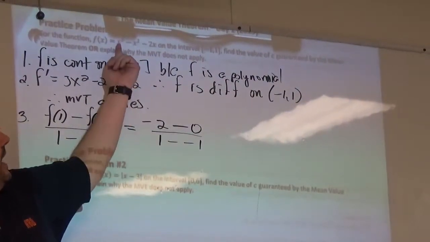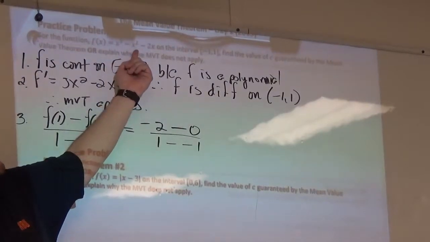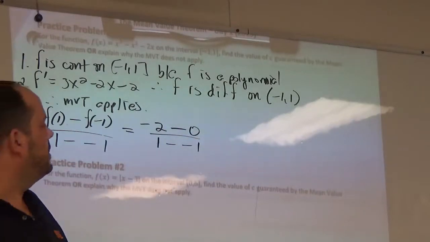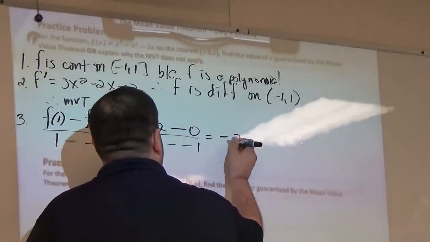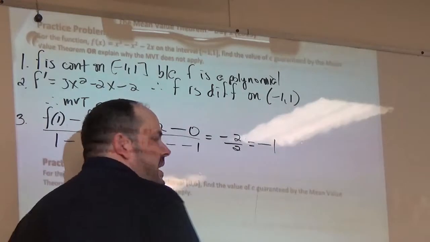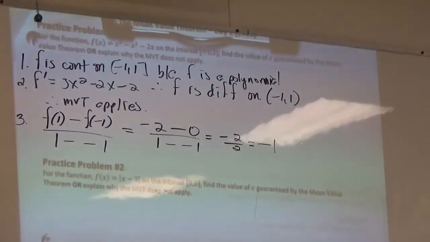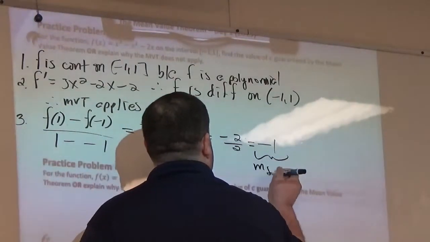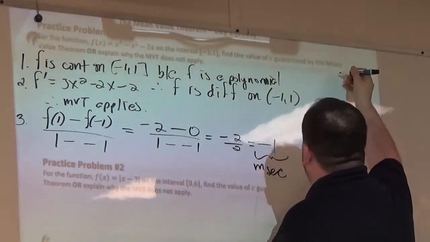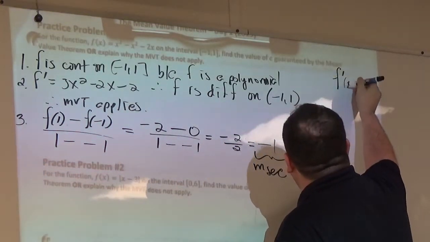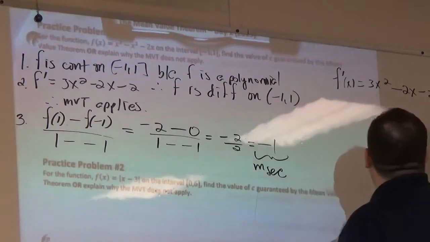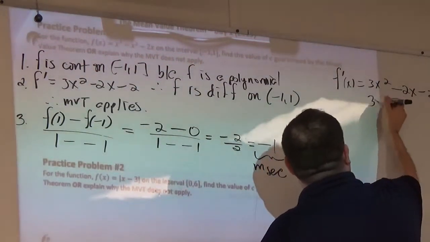F of negative 1: negative 1 cubed minus negative 1 squared minus 2 times negative 1 should be 0. So you've got negative 2 over 2, which is negative 1. Negative 1 isn't the goal. Negative 1 represents the slope of your secant line. So finally, you're going to say, I need f prime, which is 3x squared minus 2x minus 2. I need to know where that's equal to negative 1.